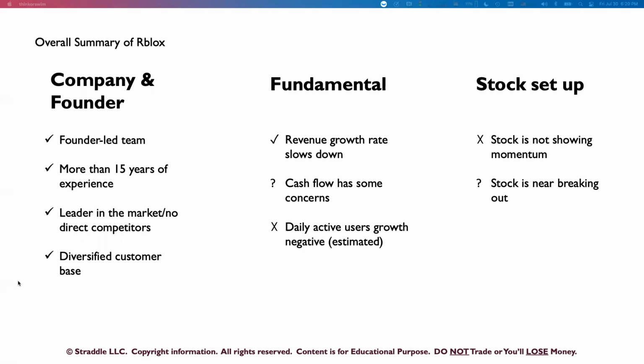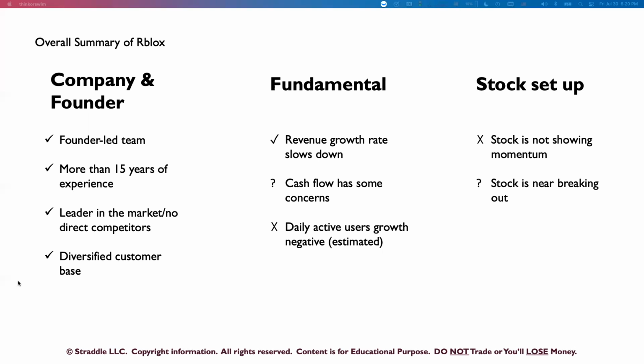And the daily active user growth is actually something negative about the company. It's expected to have, for the first time, a negative growth rate on daily active users, which is a big negative for the company. So I put a cross here. And coming back to what we just discussed in the stock setup, the stock is not showing momentum, because we have looked at a couple of different things. And the stock could potentially be near a breakout point. We talked about the price around 74 and potentially breaking out around early or second week of August.